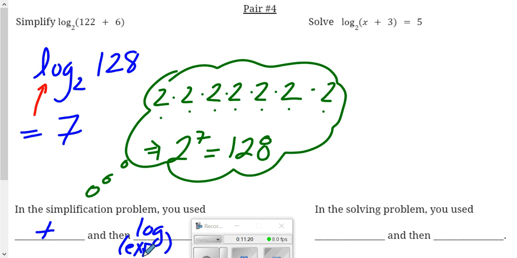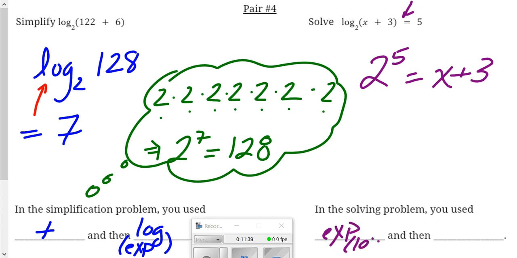Okay, on the other side, what I'm going to do is switch this to exponential form. So the base of the log is the big number. A log is an exponent, so the 5 is an exponent, and that equals x plus 3. So the first thing we did was to switch it to exponential form and get rid of the log. And the next thing we're going to do is a little calculation here. That's 32. I remember that 2 times 2 is 4, 8, 16, 32. See? 32. And then I will subtract the 3 over.